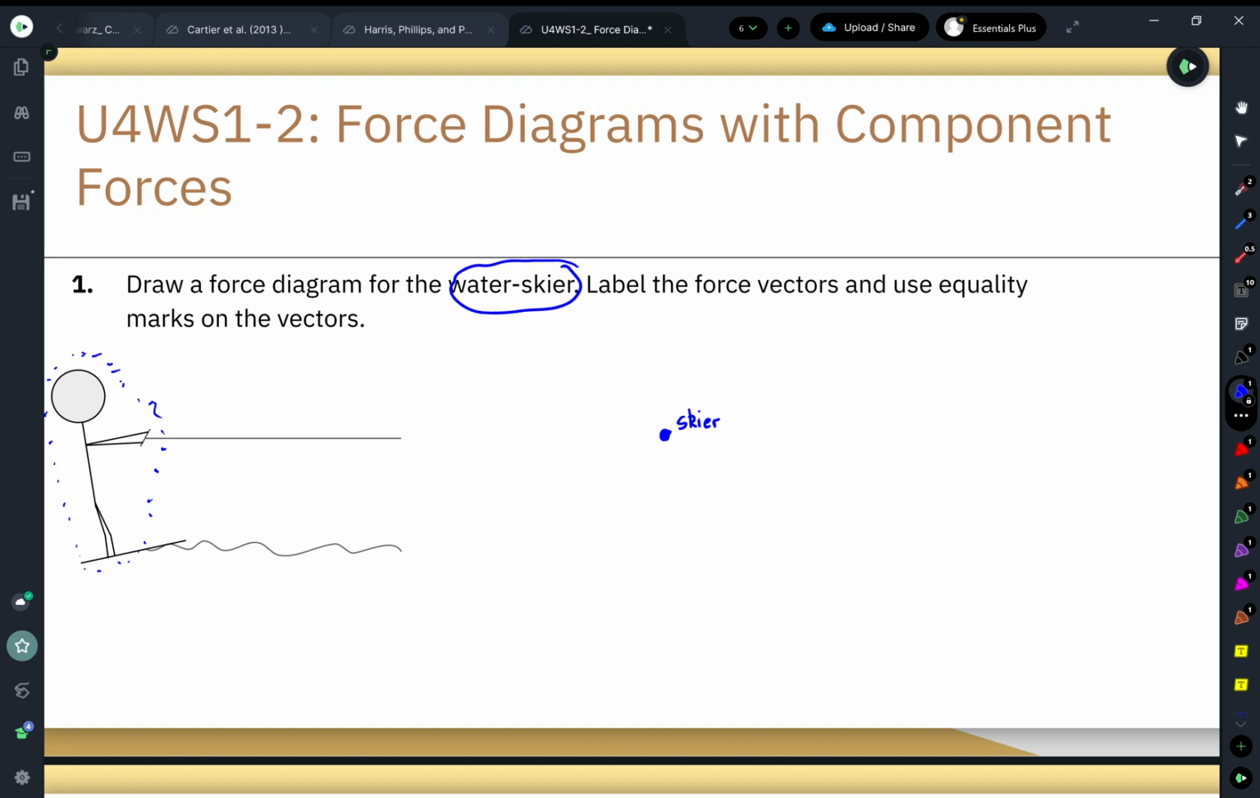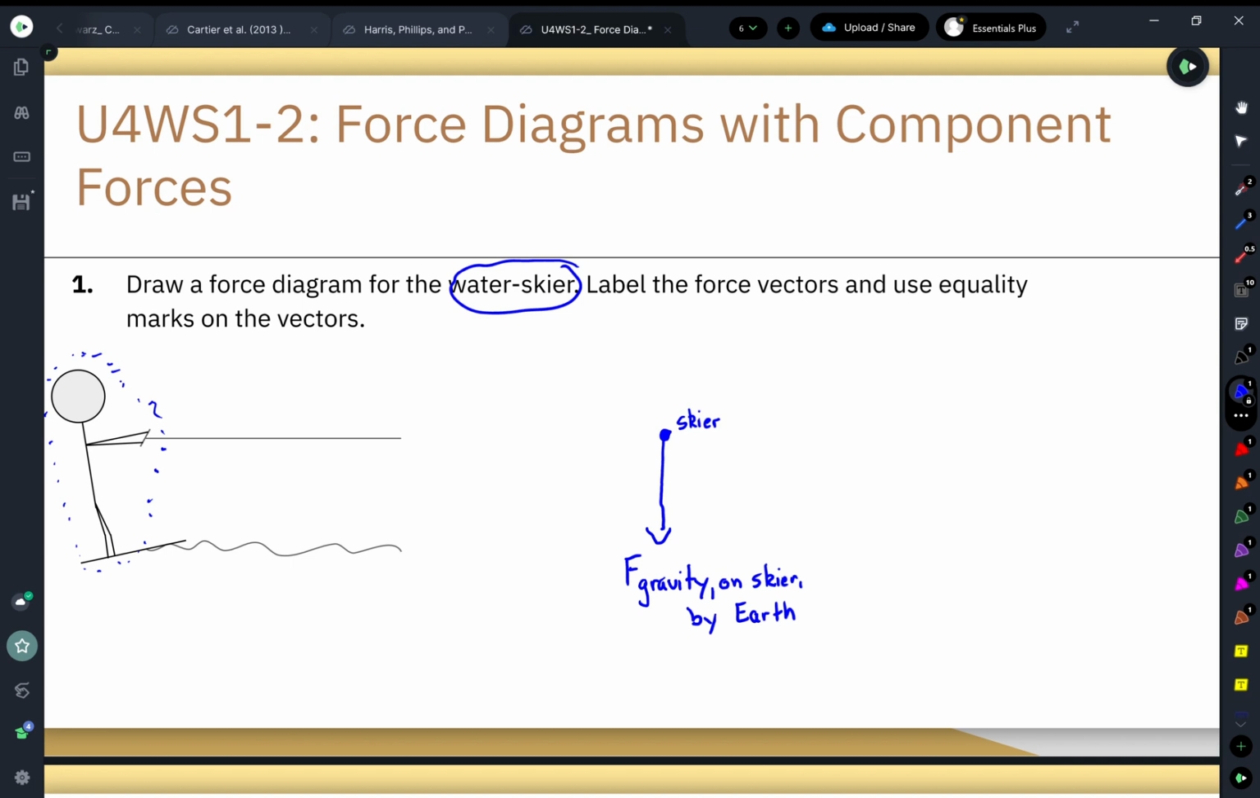The force of gravity would be pointing down. This is the force of gravity. So we identify the type. It is acting on the water skier, and it is caused by the pull of the earth. So that's the fully labeled non-contact force of gravity pulling down on our water skier.